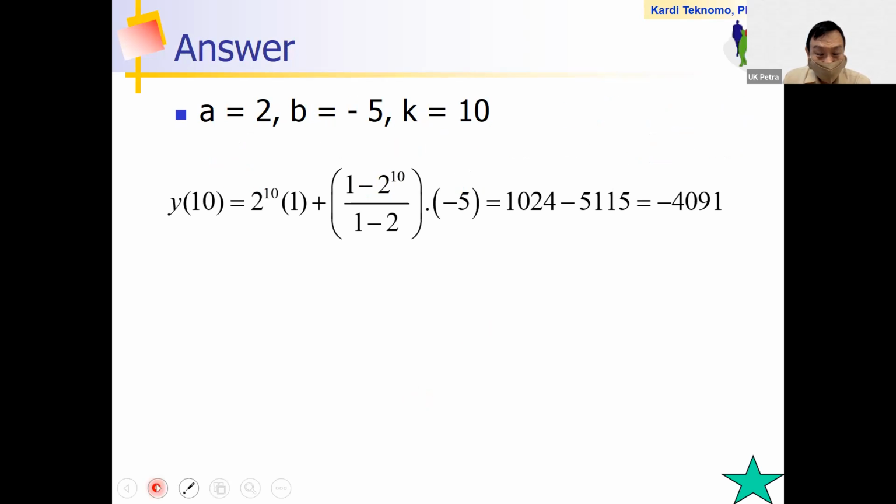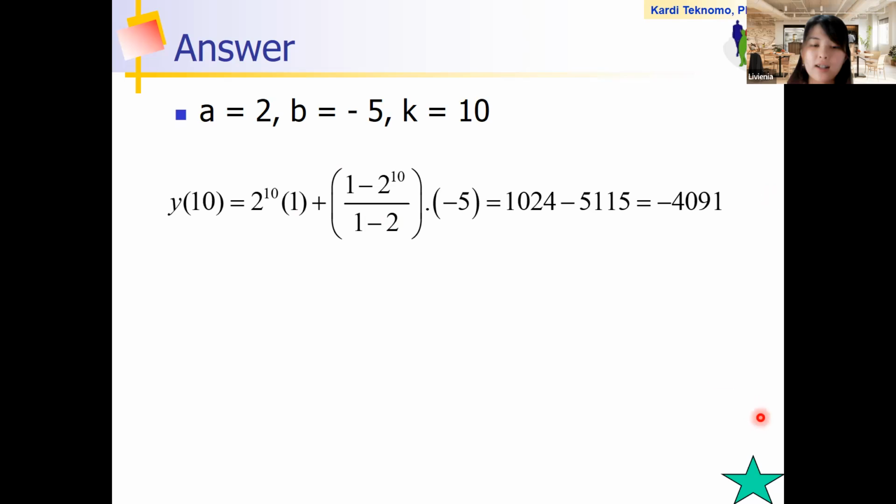Is the answer negative? Let me see. Oh, correct. The answer is negative 4091. Is that correct? Yes. So you can use the recursive formula, or you can directly use the solution from a while ago. Is that okay, Livy? Yeah, I got the same. You got the same, right? Okay, good.